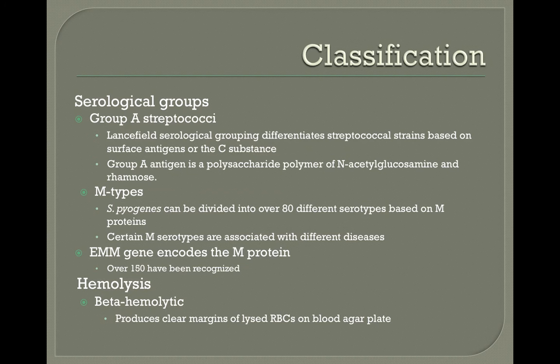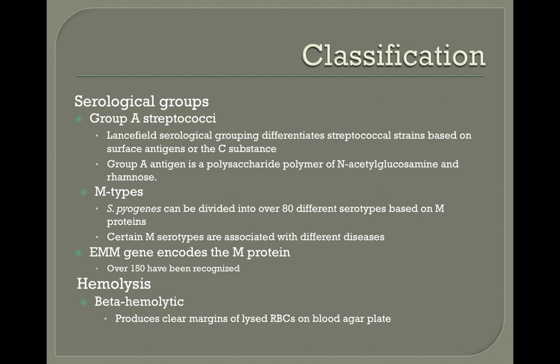We can classify S. pyogenes on a few different systems, the first being the serological groups. Lancefield was the original researcher to classify them based off of surface antigens, a specific one being the C substance. And S. pyogenes is the group A antigen, and it's a polysaccharide polymer comprised of N-acetylglucosamine and rhamnose. It can further be broken down into M types. There's over 80 different serotypes, and different serotypes are associated with different diseases.